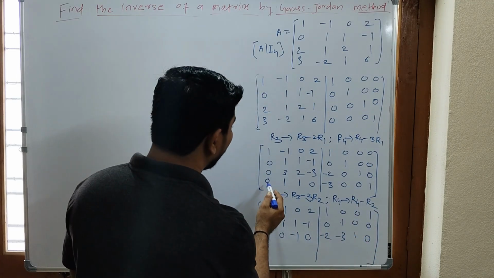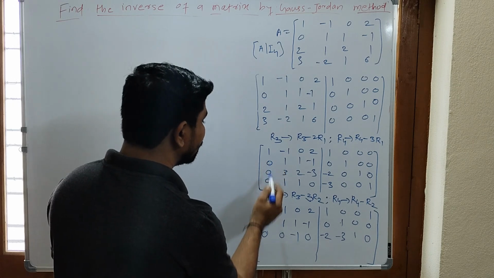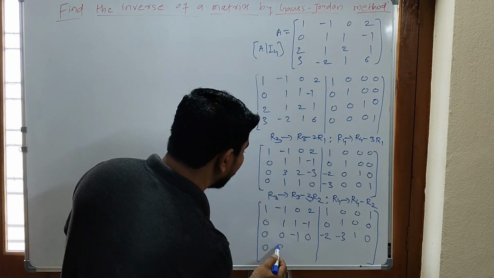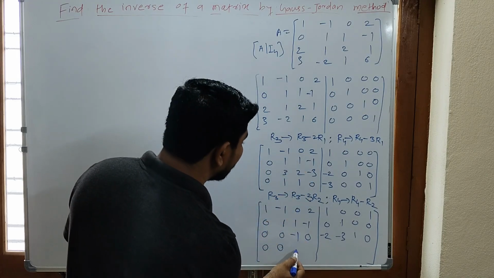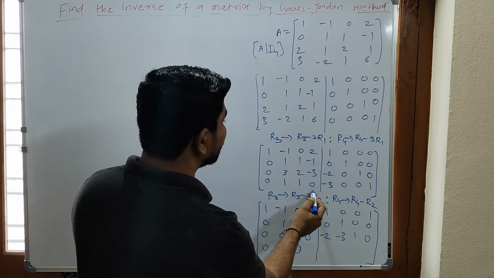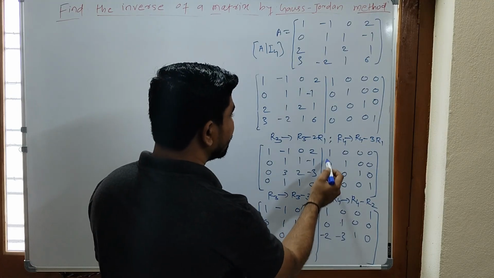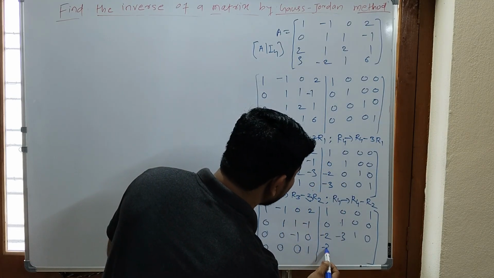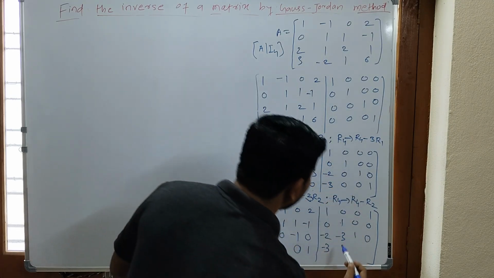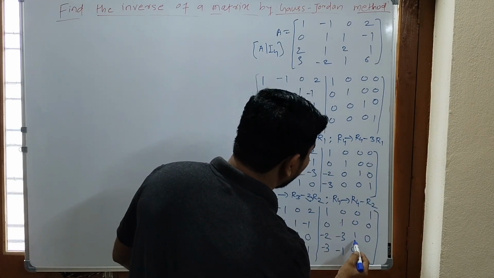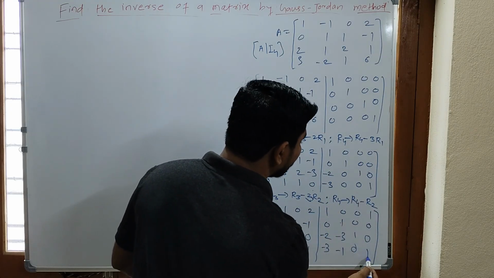Now come to here R4, 0 minus this 0, here simply 0, 1 minus 1, here simply 0, 1 minus 1, here simply 0, here 0 plus 1, here 1, here -3 minus 0, -3, here 0 minus 1, here -1, here 0 minus 0, 0, and here 1 minus 0, here simply 1.